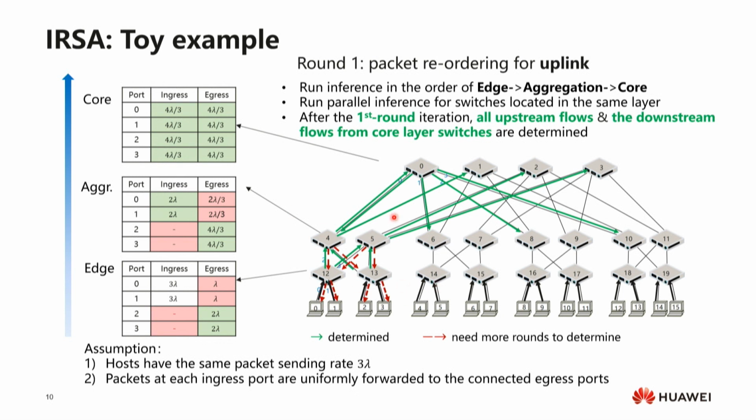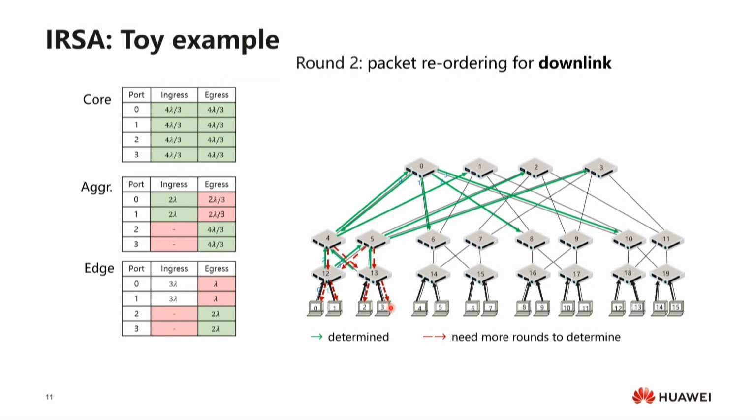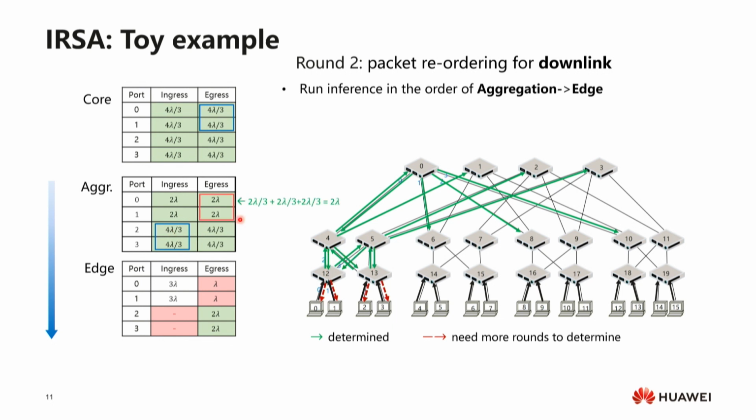Here I want to mention that although we only focus on the first pod of this structure, actually other pods are very similar, and they can be run in parallel. And after the first round iteration, we can see that all the green ones are fixed, and we need to fix the red curves in the second round. Okay, so here is second round for packet reordering for the downlink. And here, from the aggregation to the edge switches, we can first put these flows there, and we can get the egress port fixed, and so on and so forth. We can get this table determined.